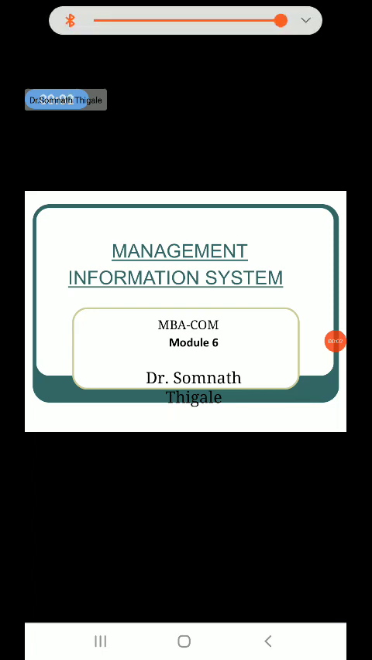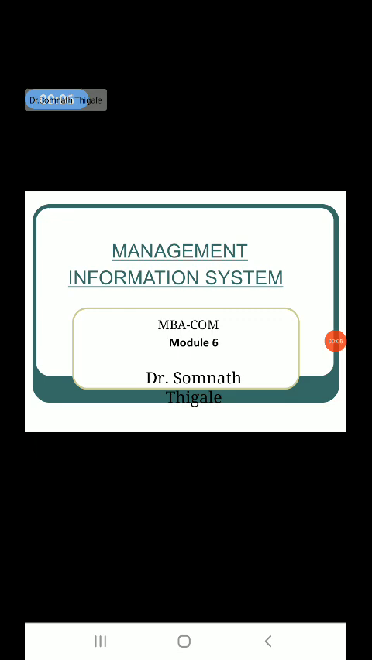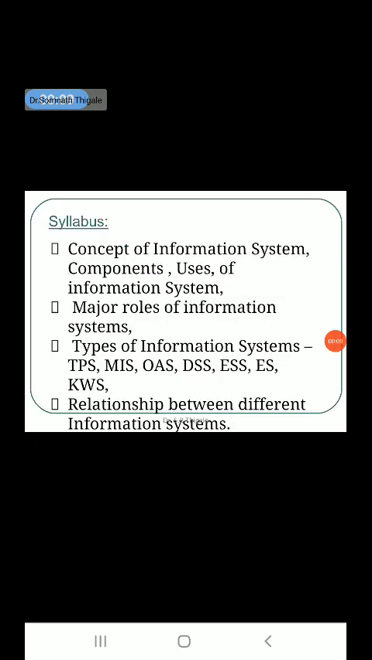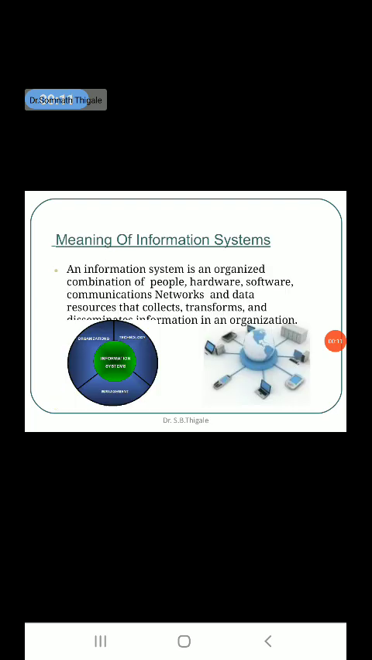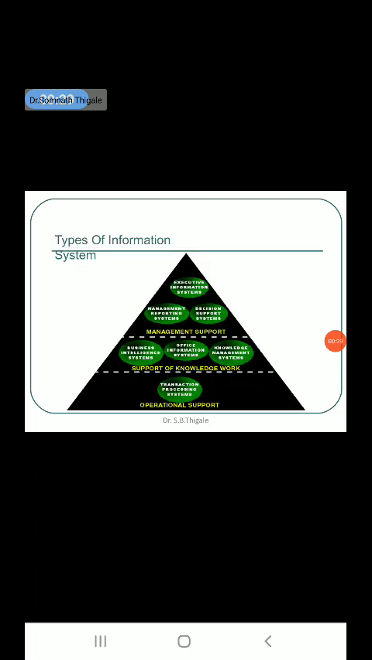Okay. Last lecture we discussed the basic idea about the management information system, the syllabus part, then the basic idea and definition. MIS, that is management information system, mostly covers parts like people, hardware, software, communication among them, network and data resources, which help us to transform data into information.